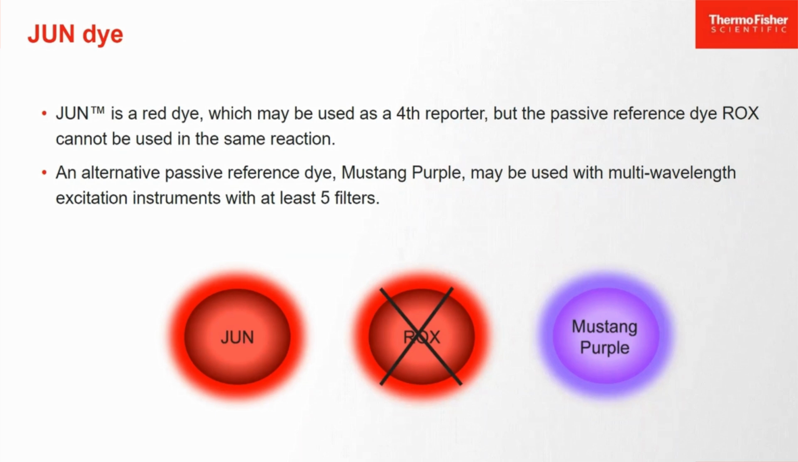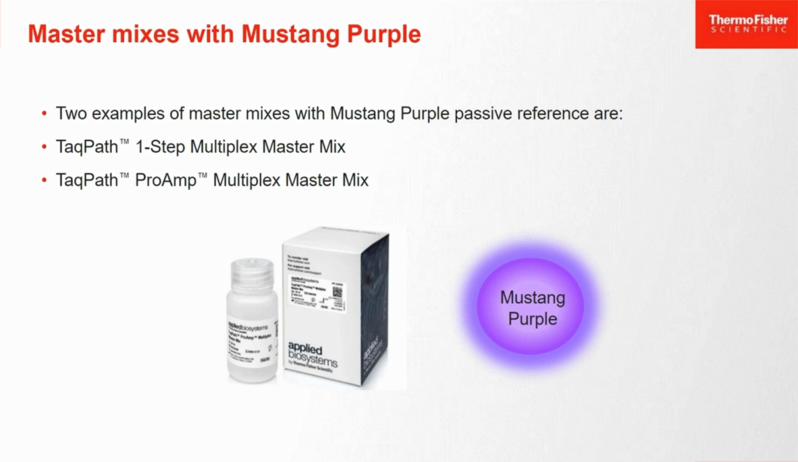Also, I had said earlier that ROX is a red dye, so is JUN. So we don't want to have both JUN and ROX in the same chemistry. If you do want to use JUN, we have an alternative passive reference dye called Mustang Purple. Mustang Purple can be used in multi-wavelength excitation real-time instruments with at least 5 filters. And we have master mixes that contain Mustang Purple. I'm showing 2 examples here called the TaqPath 1-Step Multiplex Master Mix and the TaqPath ProAmp Multiplex Master Mix.